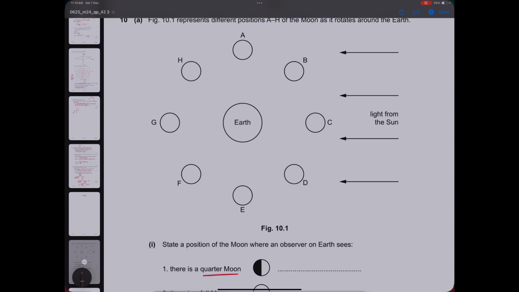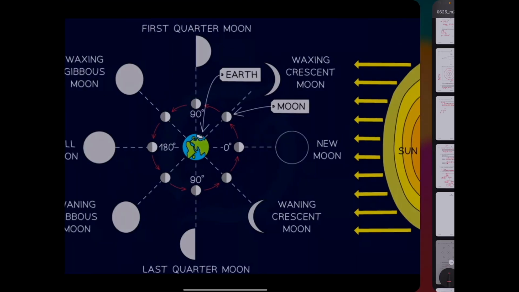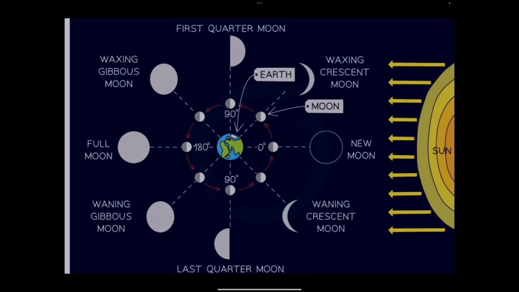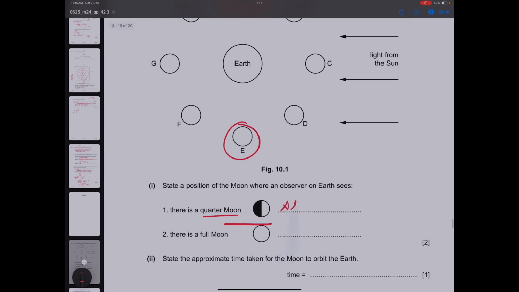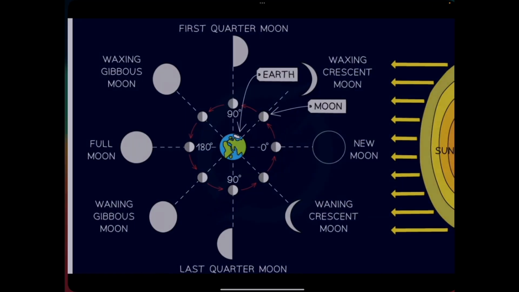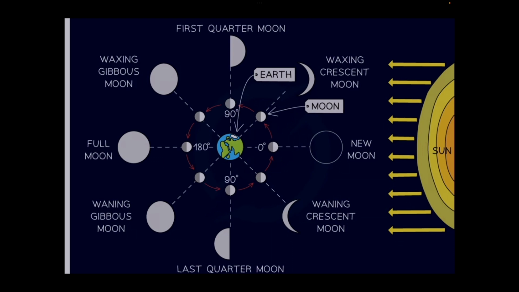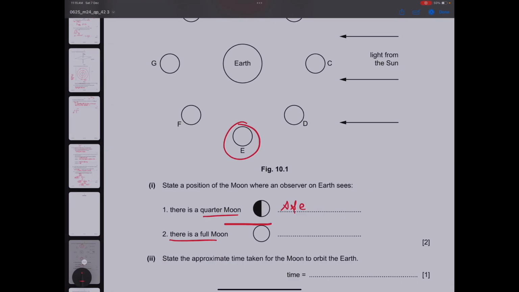If you look at this figure here, quarter moon is at the top and at the bottom, right? So which point would that be? A and E. So you need to just mention A and E there. All right. Now there is a full moon. Now, if you check the figure, full moon is at the extreme left in the middle. So it should be point G.